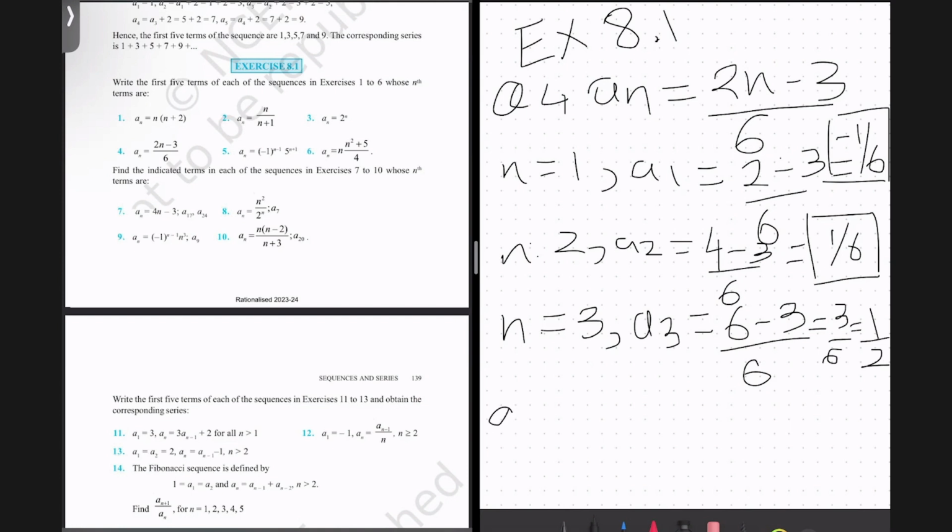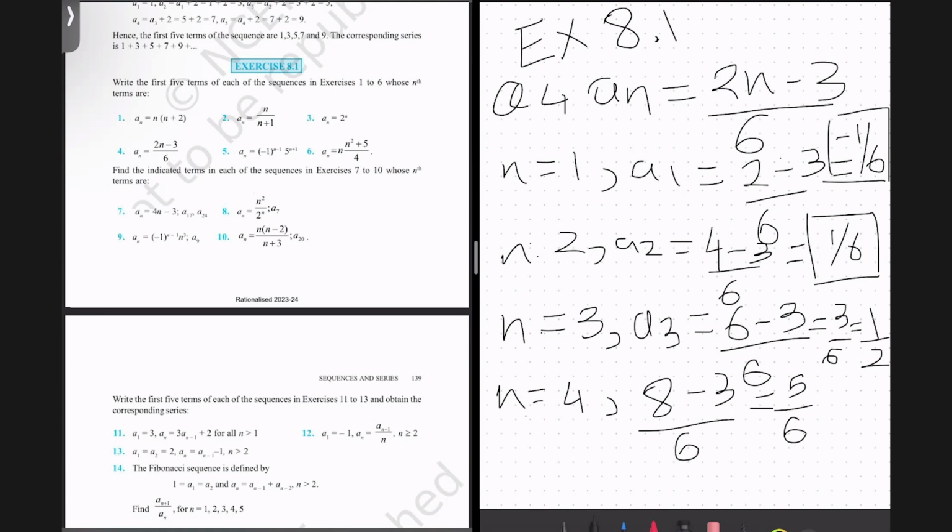For the fourth term, I have 2n minus 3, so that will be 8 minus 3 upon 6, and that would equate to 5 upon 6.